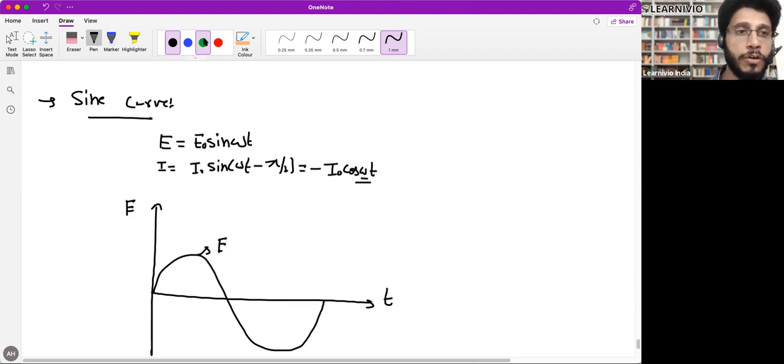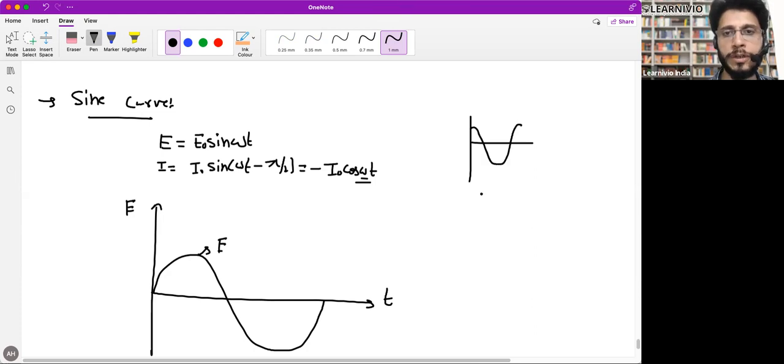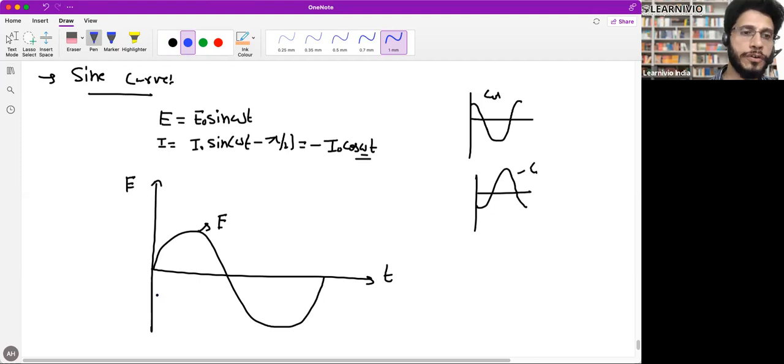But for cos, we have a different variation. This is the variation of cos. Let me just draw cos for you. See, this is the graph for cos omega t. But since this is a minus sign, it will get reversed, so it will go like this. So this is the graph for cos and this is for minus of cos. So we'll draw this graph here.